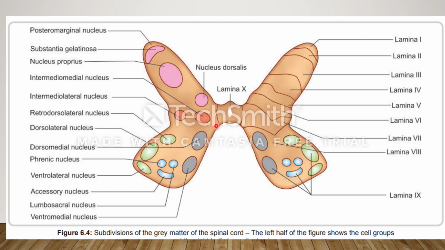In the intermediate part we will have two types of nucleus, one present in the thoracic and lumbar region, and one present in S2, S3 and S4.